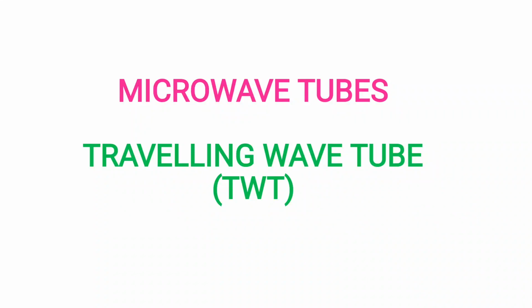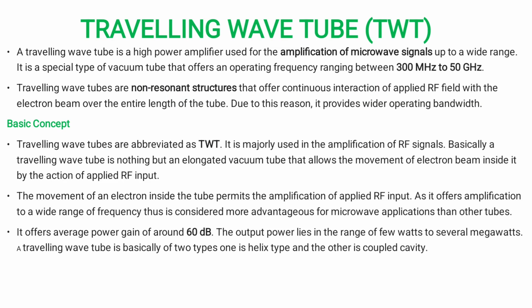Hi, today we are going to discuss the traveling wave tube. As we discussed already, the klystron, two-cavity klystron and reflex klystron tubes are also types of microwave tubes, and this is the second type, the traveling wave tube. So, what is a traveling wave tube?